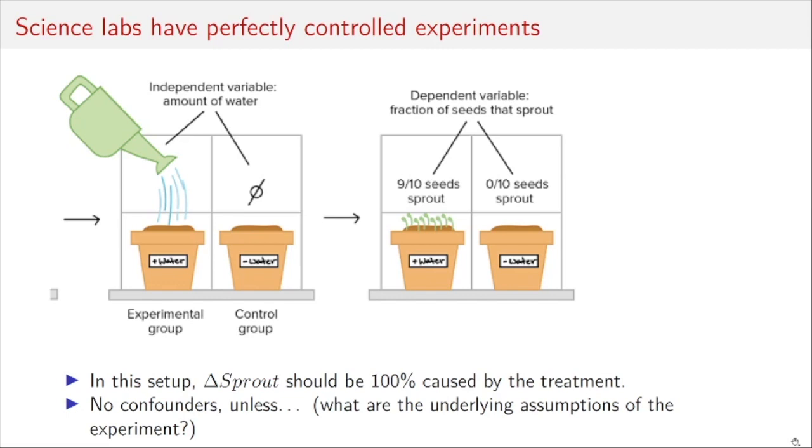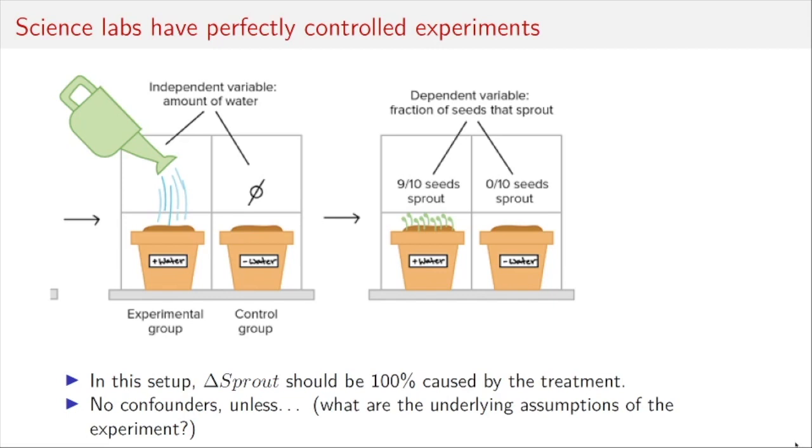One possible confounder could be, for instance, if some pots were left in the sun and other pots were left in the shade. This would confound the experiment. However, in a lab, we can make sure that this isn't happening. Another confounder could be if, for instance, the seeds in the water treatment were different from the seeds in the no water treatment. And the way we avoid that is by taking the seeds from the same batch.